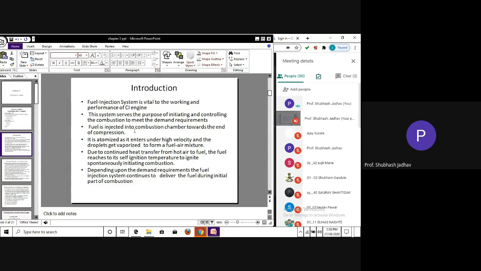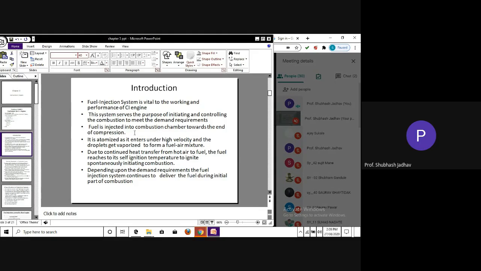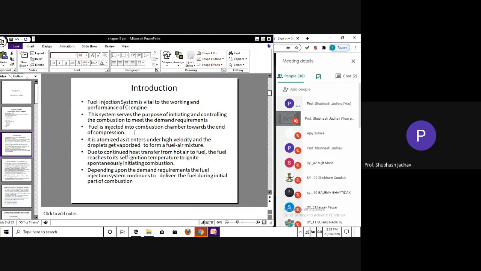In the SI engine, the fuel was directly introduced into the barrel of the carburetor where the mixture was prepared. While here we have fuel injected into the combustion chamber directly. That is generally done at the end of the compression stroke. So the fuel is injected into the combustion chamber towards the end of the compression. Now, there are so many things related to the injection that we have to take care of.